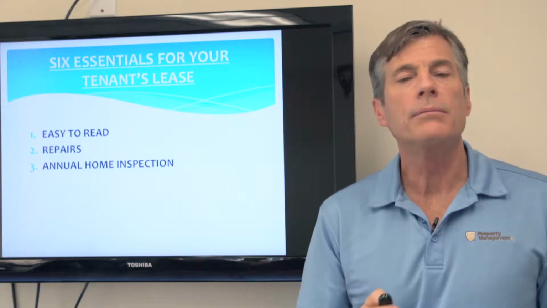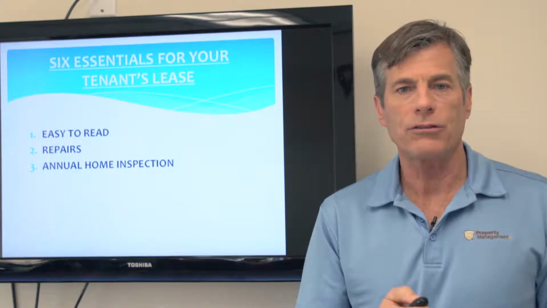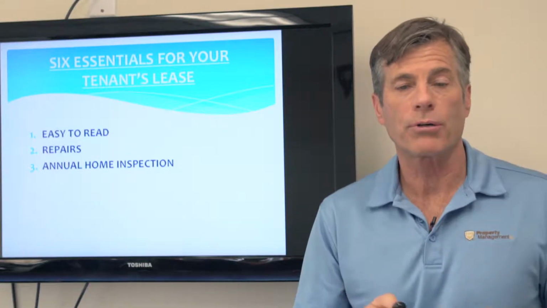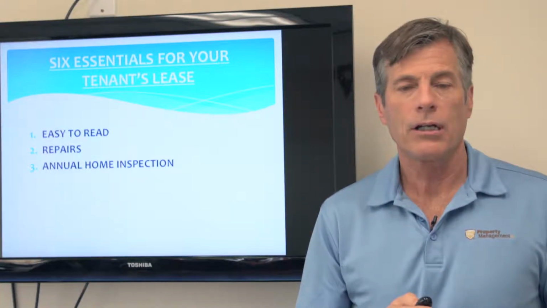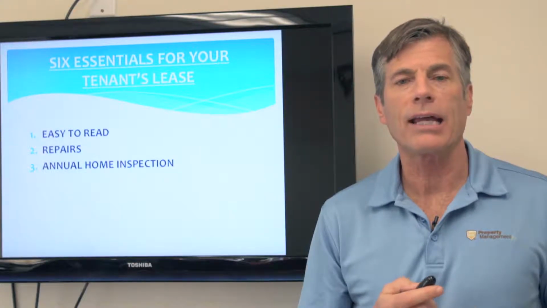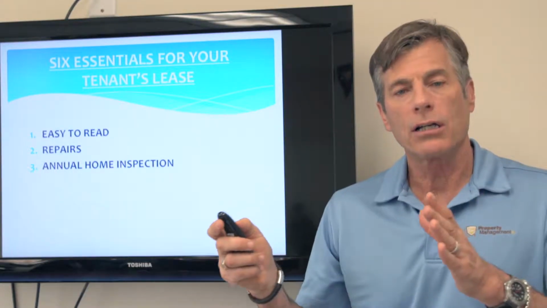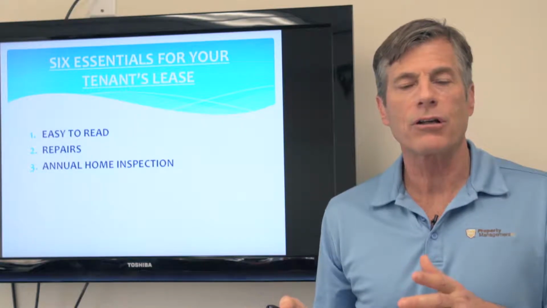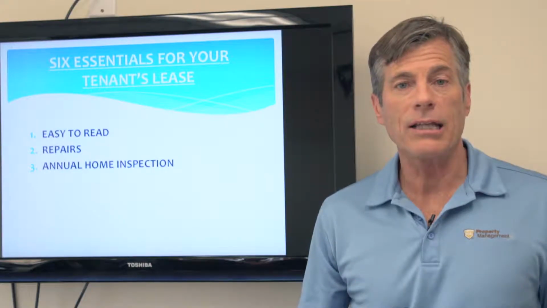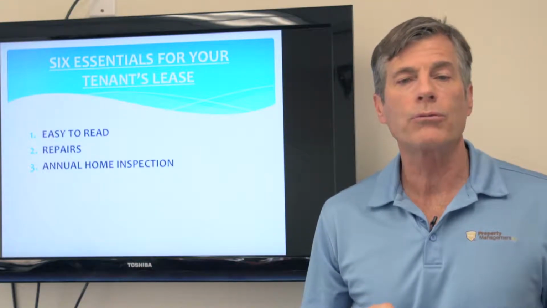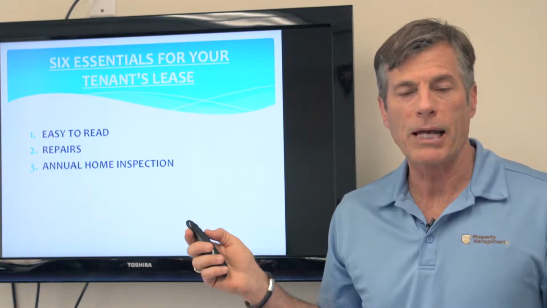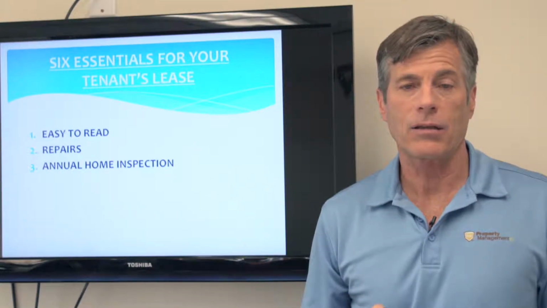Number 3, you want to write into your lease an annual home inspection that you or your property manager can perform. Section 5.4 of the California Tenant Code states that a landlord or property manager can go into a tenant's residence for an emergency, a repair, or the last 30 days of the lease if they're showing the home to a prospective tenant or buyer. But when it comes to a home inspection, you need to write that into the lease.